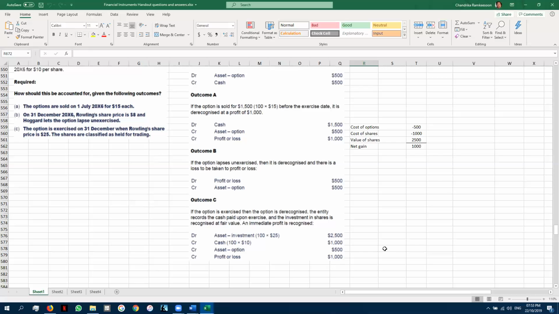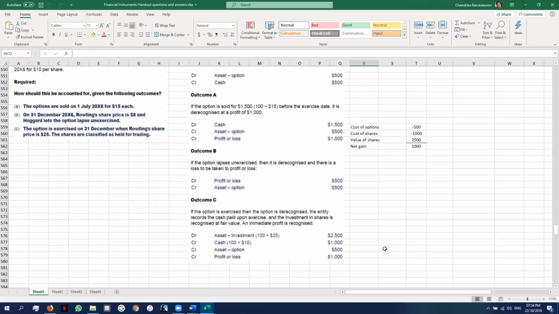If the option is exercised, then the option is derecognized. The entity records the cash paid upon exercise, and the investment in shares is recognized at fair value. An immediate profit is recognized. Debit the asset, $100 at 25. Remember, that's the fair value now of the shares, 2,500. And that's a good starting point, really, if you have to record the double entries. Credit cash, $1,000. This is of course what he will pay to the market maker.